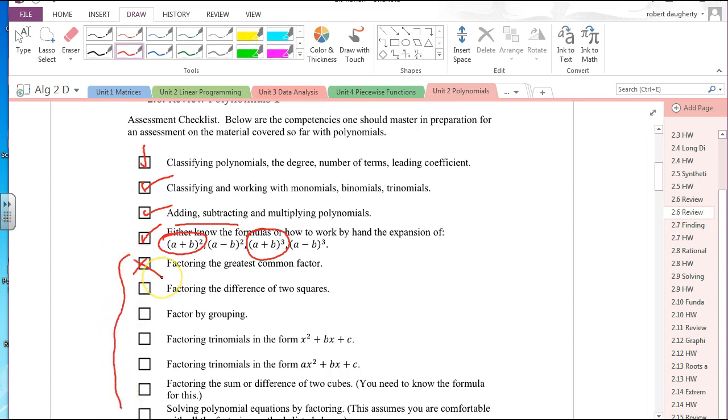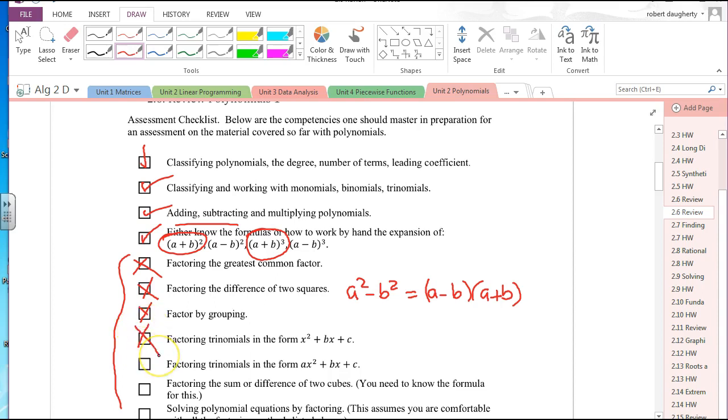Greatest common factor. If you see that, do that up front, and that will simplify what you're working with. Difference of two squares. That was a formula. You need to know the formula and how to recognize it when it shows up in a problem, okay? Factor by grouping, the only method we have when you've got four terms you need to factor.